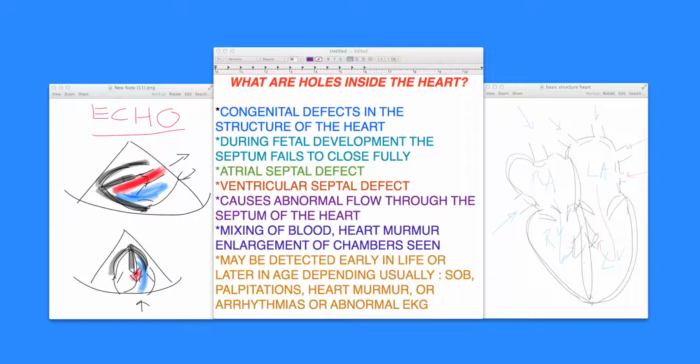So manifestations normally could be clinically asymptomatic, or shortness of breath, palpitations, heart murmur, arrhythmias, abnormal EKG. Those are the ways it manifests. Chamber enlargement will follow next because obviously it's receiving more blood into the right atrium or more blood into the right ventricle. So these chambers will start to enlarge first. And there will be heart murmurs because of the increased flow.